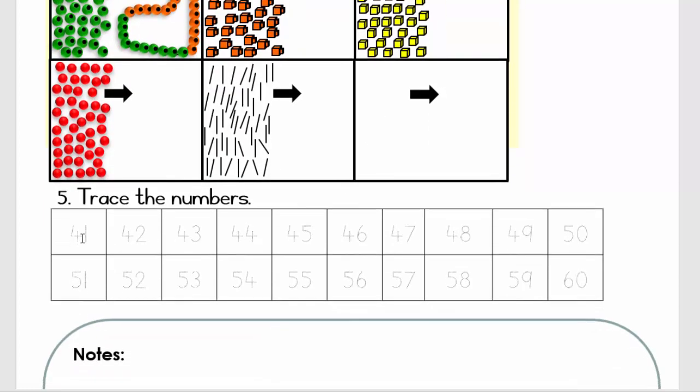Then lastly, or maybe you already did it during the practical activity, they're going to trace the numbers 41 to 50. We always give them something extra. So for this activity, they only have to do it to 50, but there's nothing wrong with letting them already practice it up to 60.